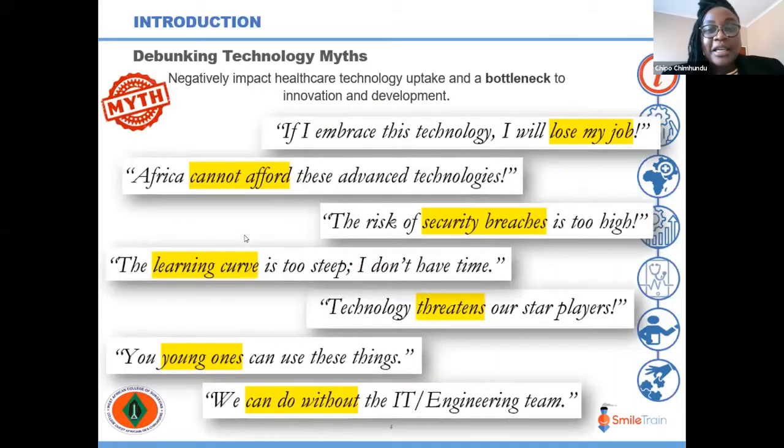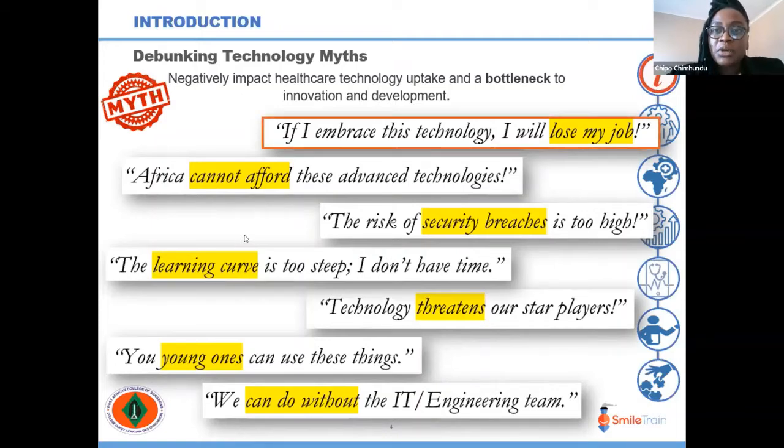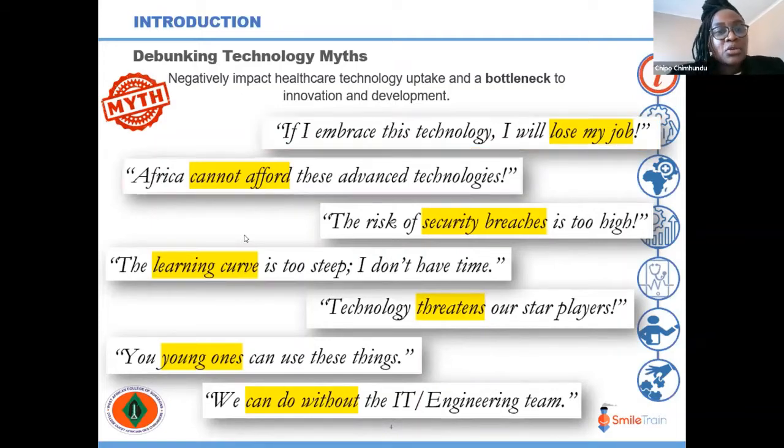Before we get into the technicalities, I thought I'd just take a moment to discuss some of the myths that are around technology that I've personally encountered as a biomedical engineer, both in public and private sectors. There's a big fear around technology causing job losses. Most people will say, I can't embrace technology because I'll lose my job. There are also fears around Africa not being able to afford technologies. And I will go into this myth in detail, and you'll see it's not quite a true myth.